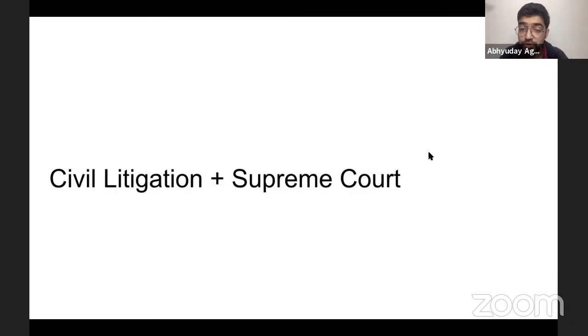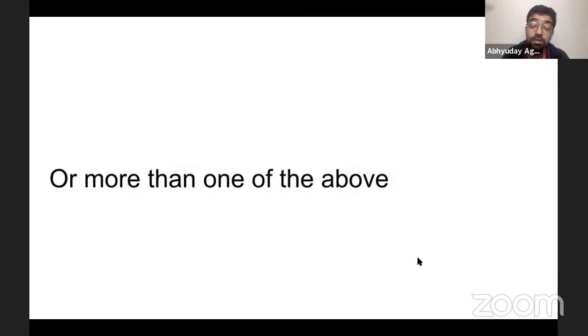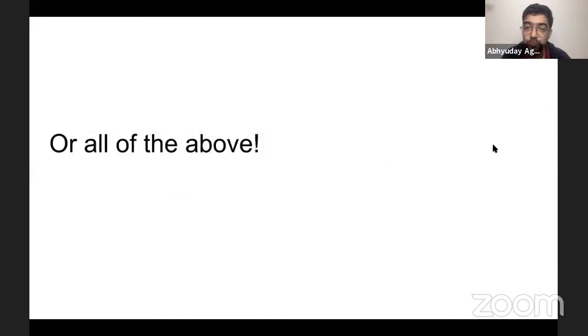Are you seeing the combinations? Or more than one of the above. You can learn all of that also. But in 1 year, how much can you reasonably learn? So think of a couple of practice areas maximum, like arbitration, civil litigation, and Supreme Court, or civil, criminal, and Supreme Court, NCLT and Supreme Court, tax and Supreme Court. Think of the combination that will work. Tax, NCLT, Supreme Court can work.